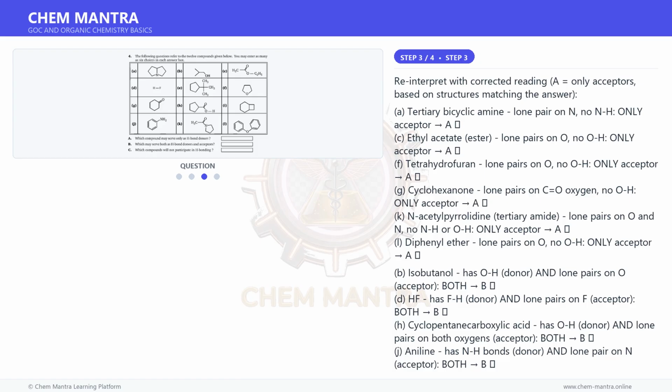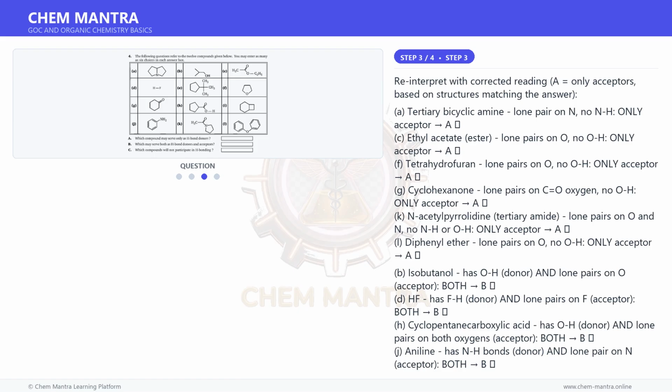B, isobutanol, has OH, donor, and lone pairs on O, acceptor, both, B. D, HF, has FH, donor, and lone pairs on F, acceptor, both, B. H, cyclopentane carboxylic acid, has OH, donor, and lone pairs on both oxygens, acceptor, both, B. J, aniline, has NH bonds, donor, and lone pair on N, acceptor, both, B.